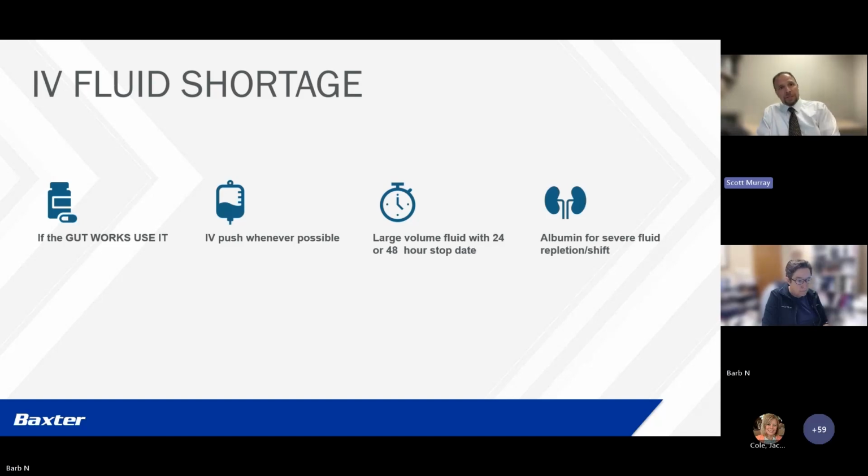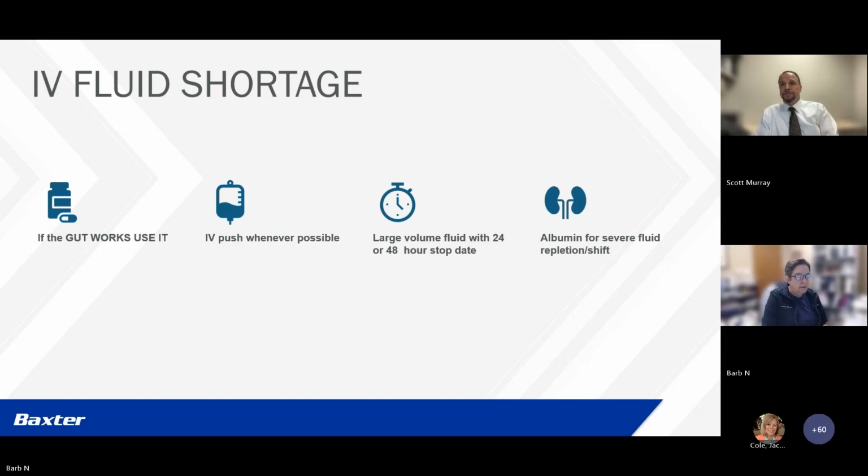One of the things we've all seen that's popped up on some of the sites and in the literature is albumin for severe fluid repletion or shift. Instead of using multiple liters of fluid for volume, you can command that oncotic pressure with albumin and identify those patients for whom it's acceptable.